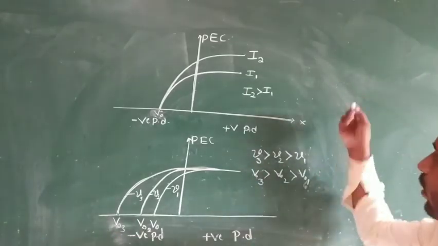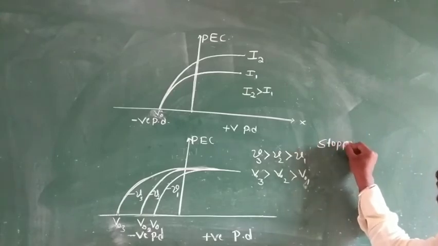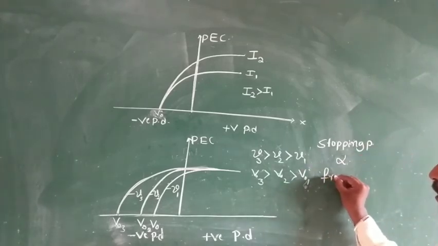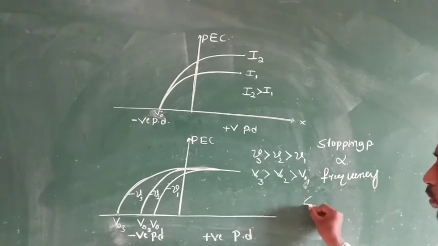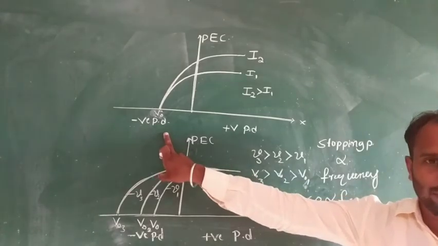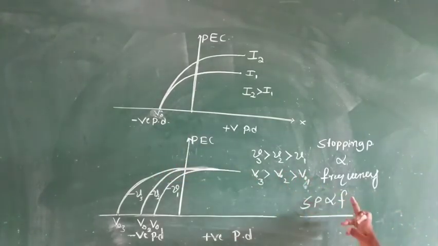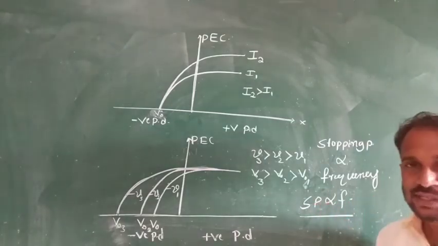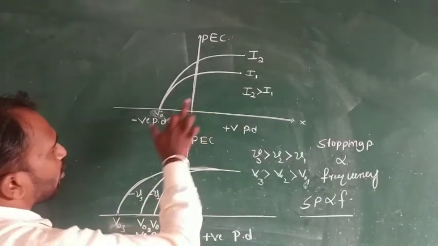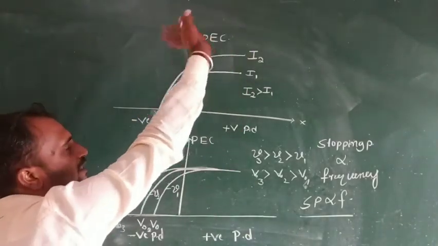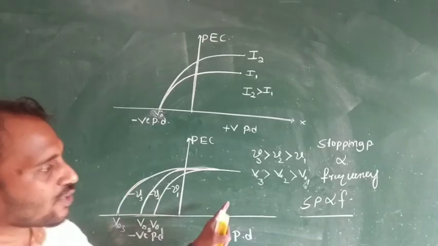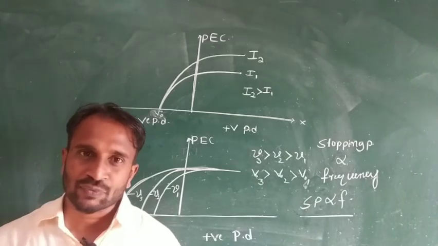When frequency increases, the negative potential value also increases. So the stopping potential is directly proportional to the frequency, but intensity is independent of stopping potential. It means intensity does not affect stopping potential. If intensity increases, the stopping potential value remains the same. If frequency goes on increasing, the stopping potential value also increases.